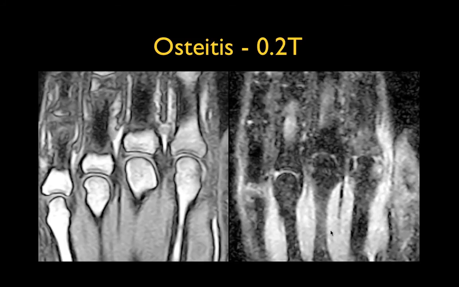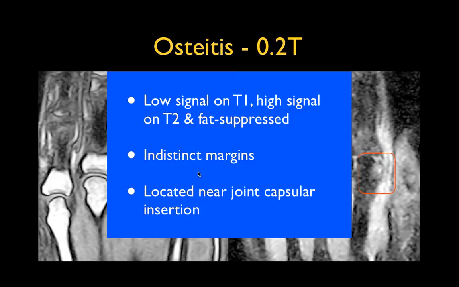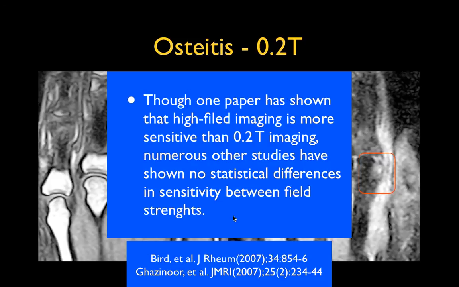So this is an example. This is on a low field scanner. Here we can see an area of a little bit of decreased signal intensity on the T1 weighted image, which is bright on the STIR image. And so this is what osteitis looks like. The margins tend to be indistinct, and it's just kind of gray on the T1 weighted images. So indistinct margins. So that's the typical appearance of osteitis.